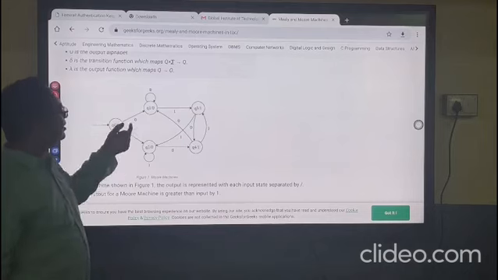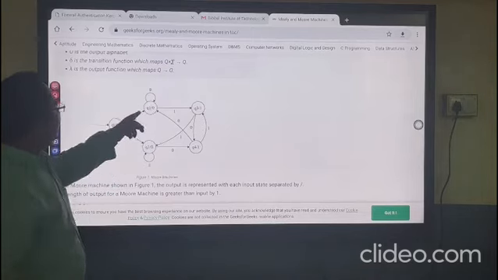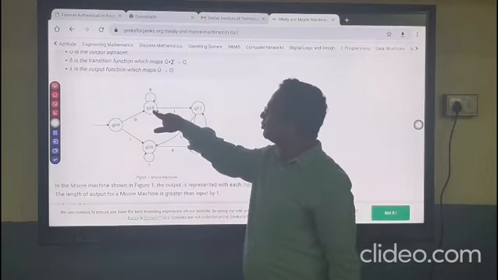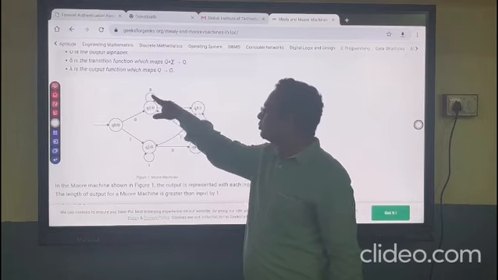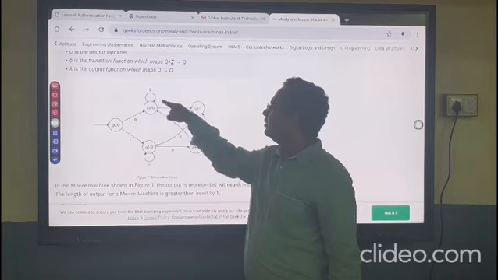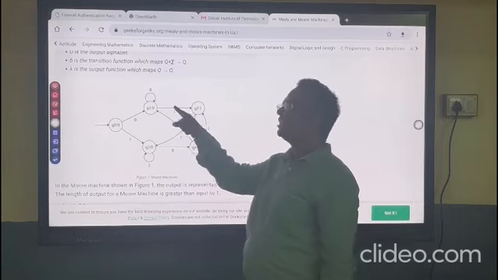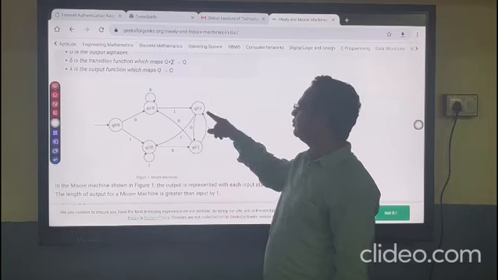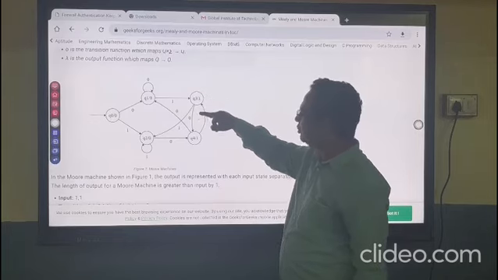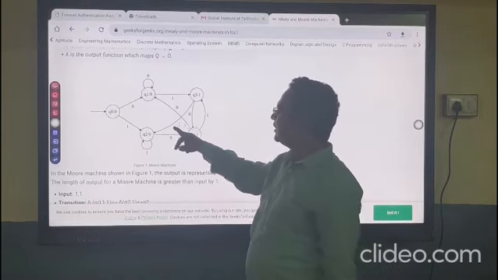So the principle is that if Q1 state is accepting 0, then output will be 1, and if Q1 state is accepting 1, then, if we look at this state, there are two transitions, 0 and 1. If Q1 state is accepting 0, it will transit to the same state, like a loop, and if Q1 state is accepting 1, then the state will be Q3. If Q3 state is accepting 0, state will be Q4, and if Q3 is accepting 1, then the state will be Q2.